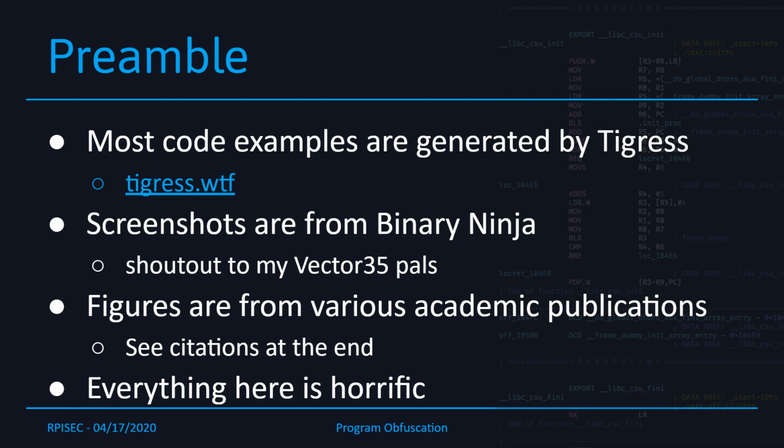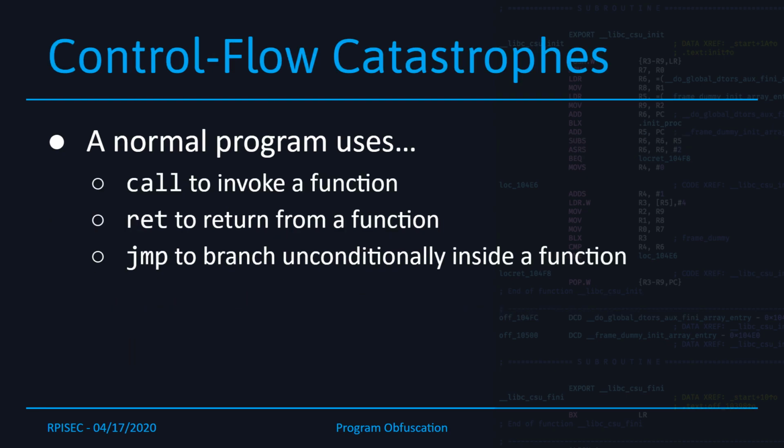And just as a preamble, most of the examples I'll be showing here are generated by Tigress, which is an excellent obfuscation framework, which we'll be talking more about at the end. Screenshots are going to be from Binary Ninja, shout out there. And most of the figures are from various academic publications, because making figures is hard, and everything is terrible. Let's get started.